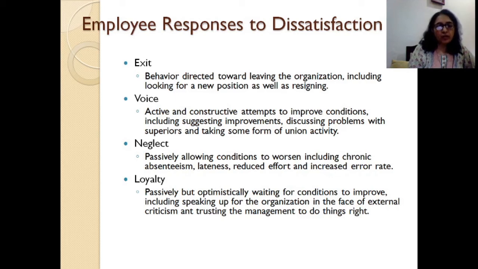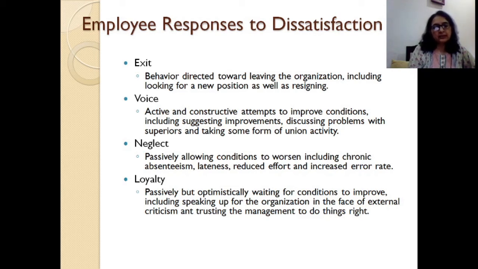Another is voice, that is an active and constructive attempt to improve conditions, including suggesting improvements, discussing problems, and so on. So you are voicing your opinion here, right? And you're voicing your opinion so that the conditions change.